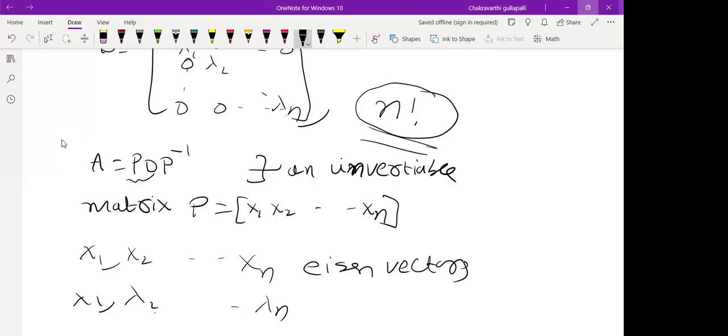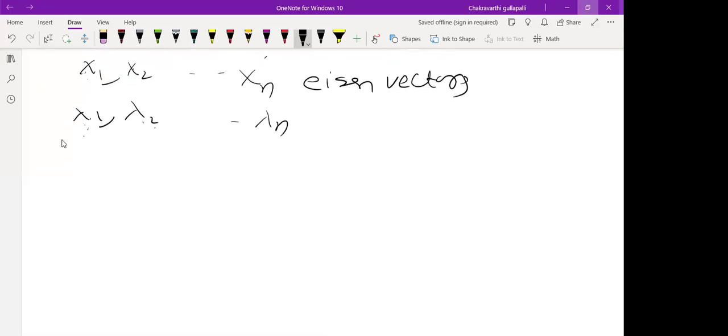Whatever may be the order, the corresponding eigenvector you have to write in P. Then only this condition will be satisfied. That means if you are writing lambda 1 in D, in P you should write x1. But if you are writing lambda 2 first, then you should write x2 here. So the corresponding eigenvector should match in D and in P. Whatever eigenvalue you are writing here, the same corresponding eigenvector should be present. Then this condition will be satisfied.